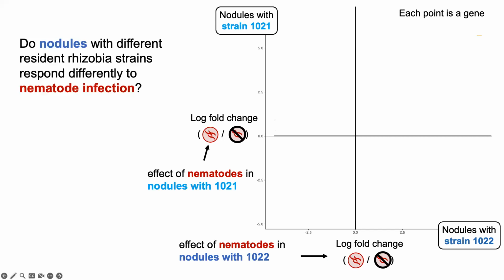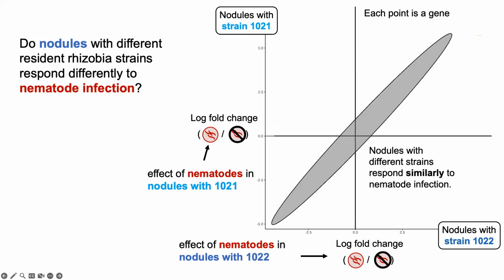And so what I'm going to show you here on the x-axis is a measure of the effect of parasite infection in nodules with 1022. The y-axis is a measure of the effect of parasite infection in nodules with 1021. And just to orient you in space, we can think about what it would mean if genes fall out in different regions of this space.